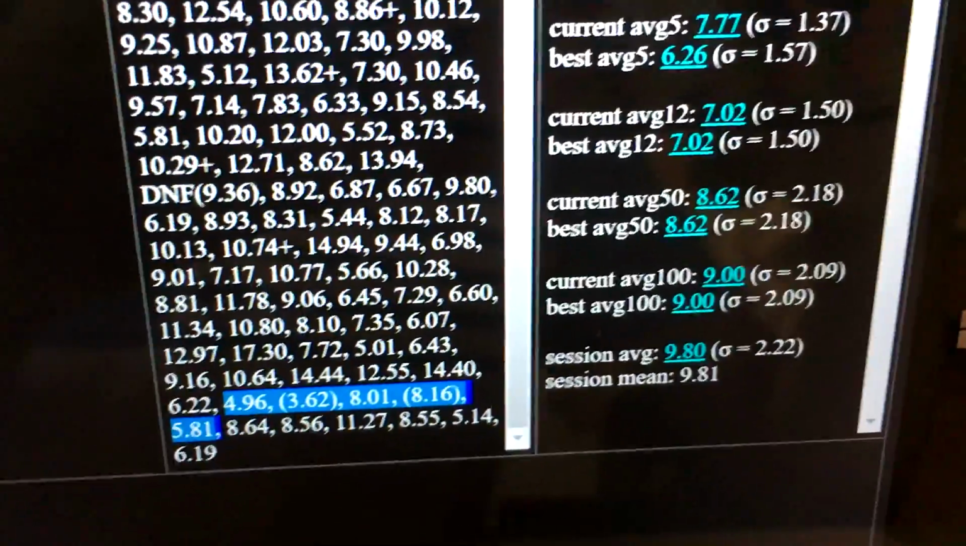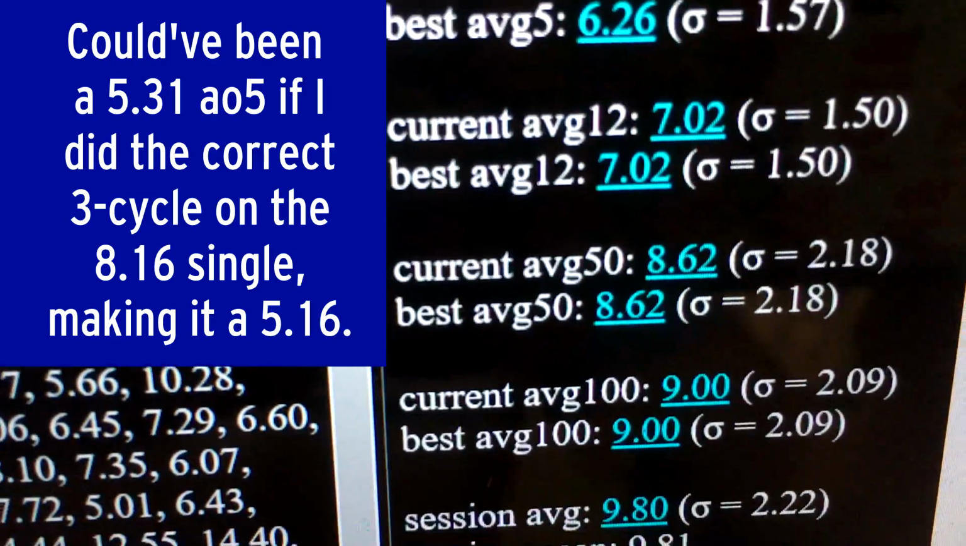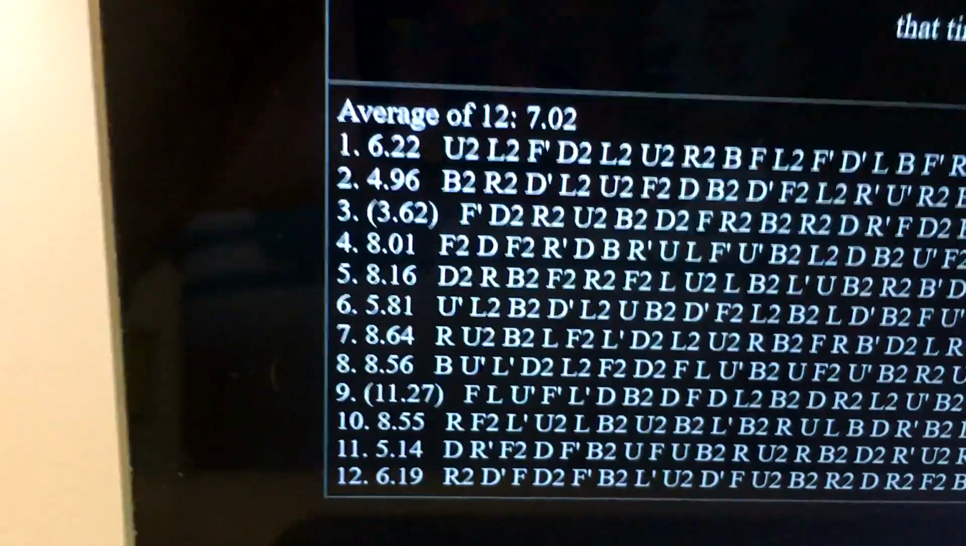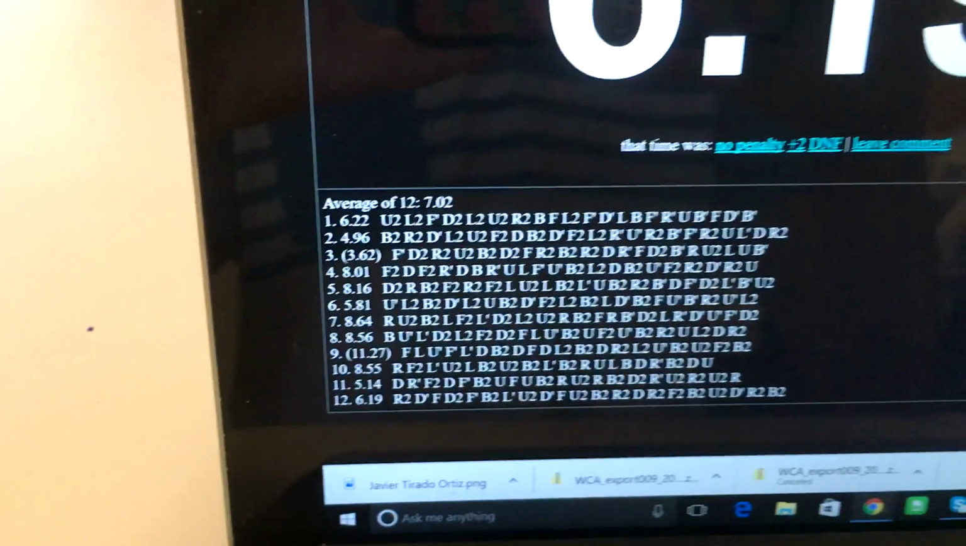Okay, look at this. After I stopped recording, I extended the average of 5 into a 6.26 average of 5 and a 7.02 average of 12. Why didn't I keep recording? Oh, I'm so mad at myself. There were the times, by the way, but I have no real proof. Oh well, you can just trust me on the 8.44.